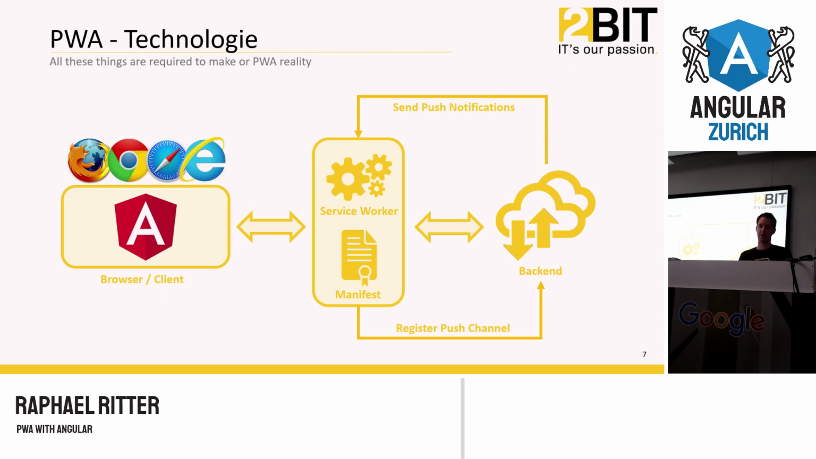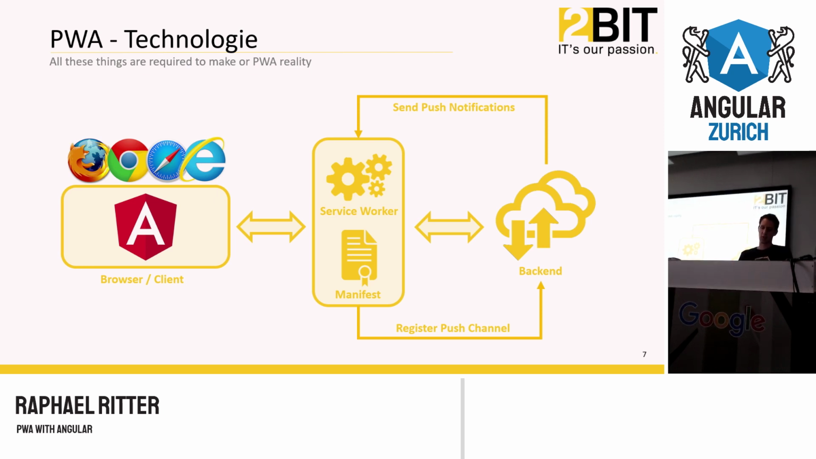And we need a manifest. That's similar to app development, where you have a manifest too, which describes things like the title, icons, splash screens, and stuff like that. So just additional meta information to have your site behave like an app.